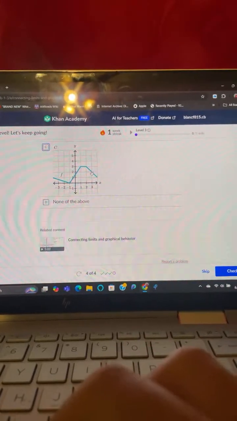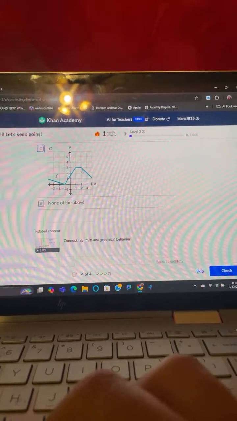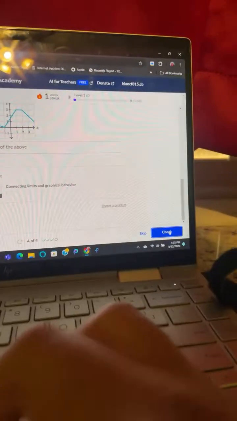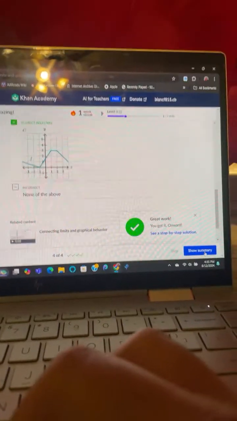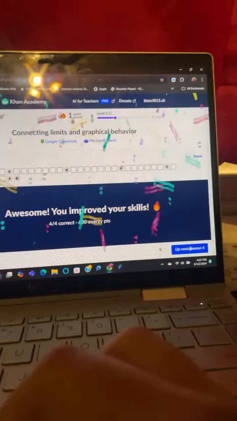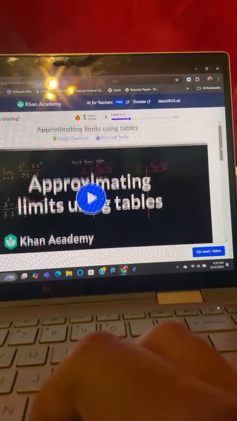Option C is correct. Yep. We look at x approaching 2 from the right side, and yes, it does approach 3. Also true for the left side, but that's not important. And when we check it, hooray. All right. All right, so this video.